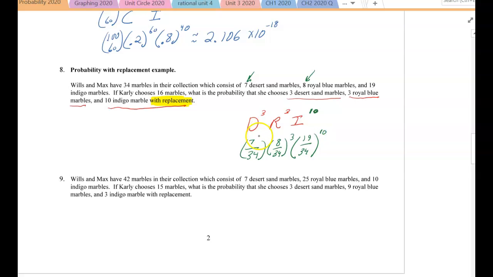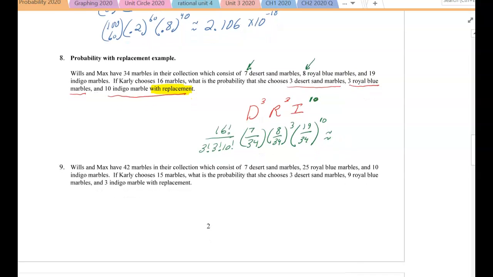Now, how many ways can you rearrange those letters? Well, in this particular case, there are 16 letters. You get that by doing 3 plus 3 plus 10, so 16 factorial over 3 factorial, 3 factorial, 10 factorial. So for the D's, R's, and I's, that's how many ways you could rearrange them. So doing that on your calculator, you get approximately 0.0541. Pause the screen and try problem number 9.